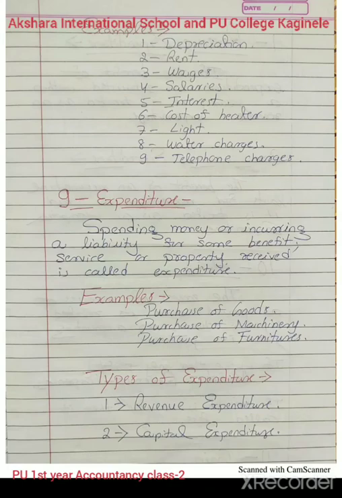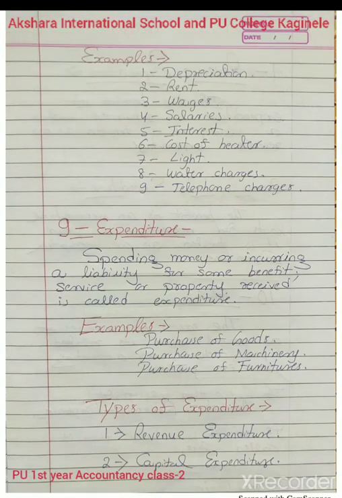So cost incurred, if you want to give a benefit or if you purchase a property, it includes some kind of cost. Then that kind of cost, spending money, is called expenditure. Example: purchase of goods, purchase of machinery, purchase of furniture. Under expenditure there are two types: revenue expenditure and capital expenditure.